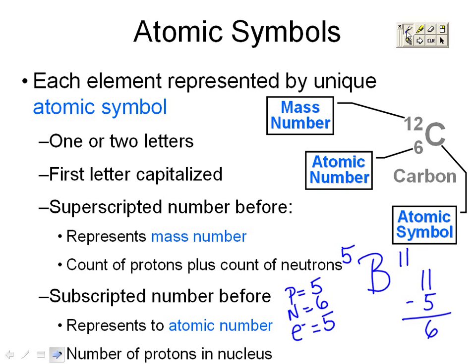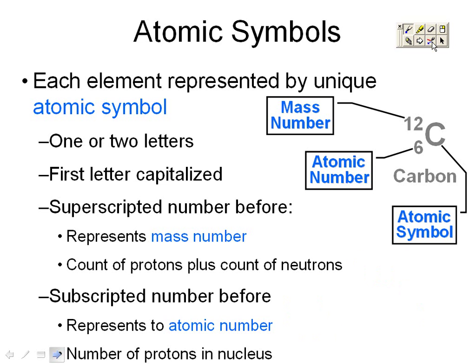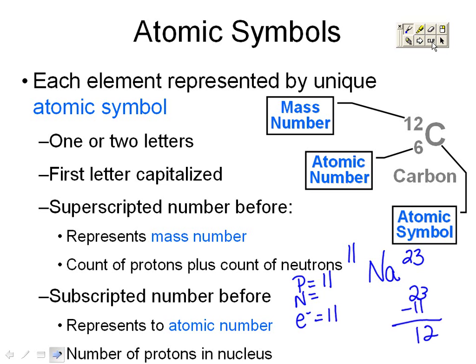Let's try another. Let's return back to the left-hand column of your periodic table and find sodium, Na. Atomic number is 11. Atomic mass or mass number is 23. The number of protons, the number of neutrons, and the number of electrons. Number of protons would be 11, electrons 11. The number of neutrons would be 12.